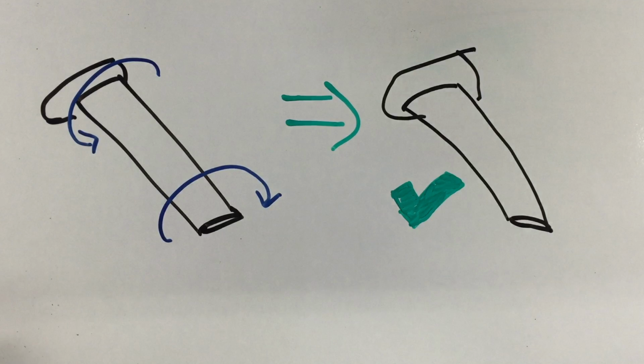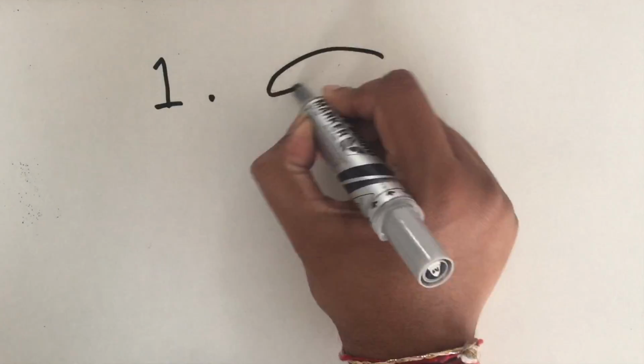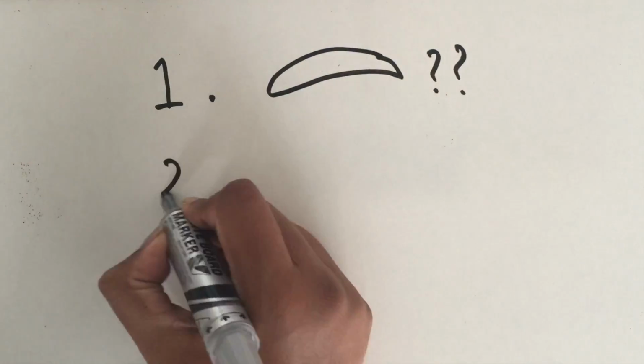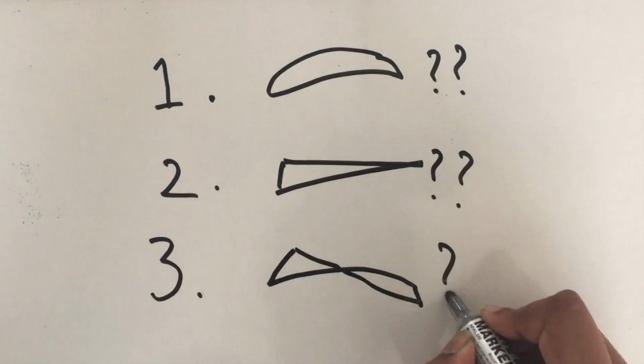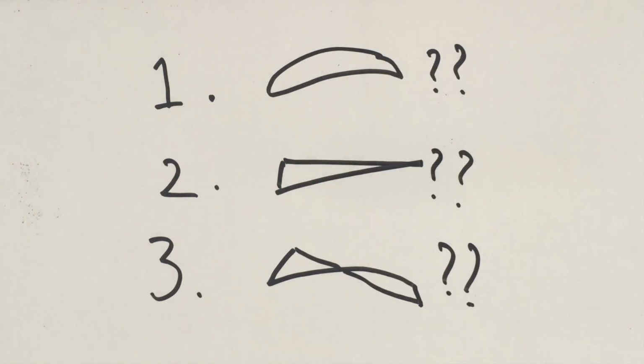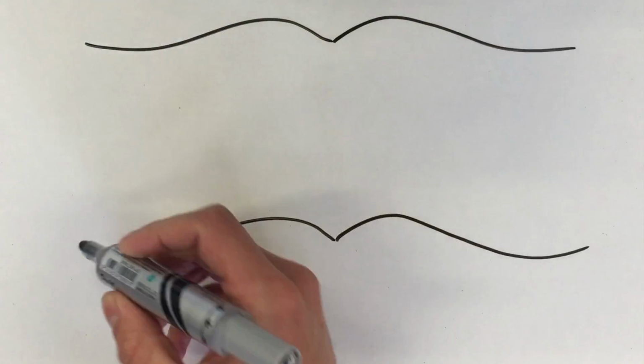In summary, these were the questions we had to answer. 1. What aerofoil sections will we use? 2. How much can we taper the blade? And 3. How much do we need to twist the blade? To answer question 1 on the aerofoil sections, we hit the books.